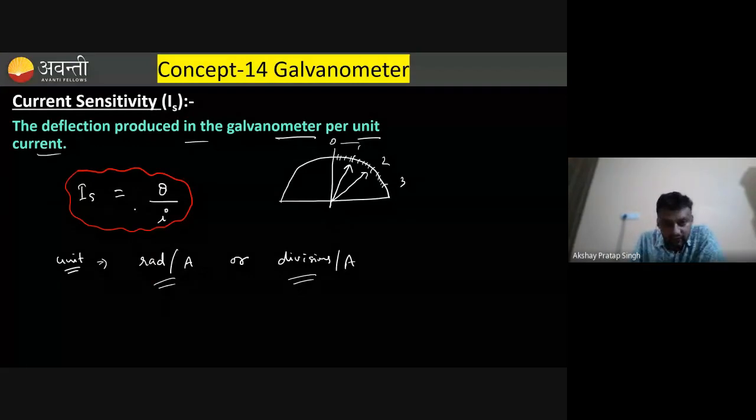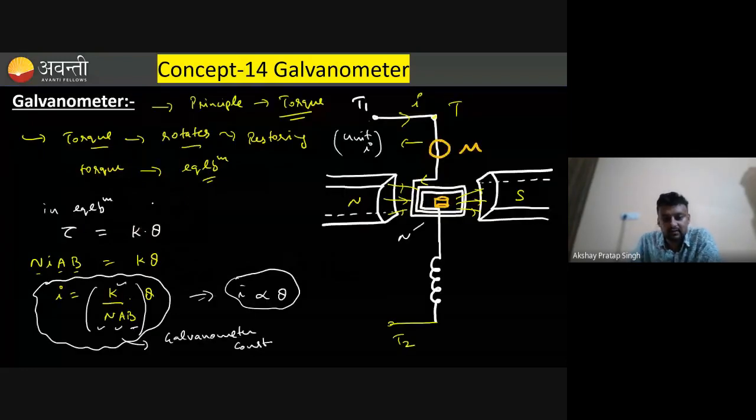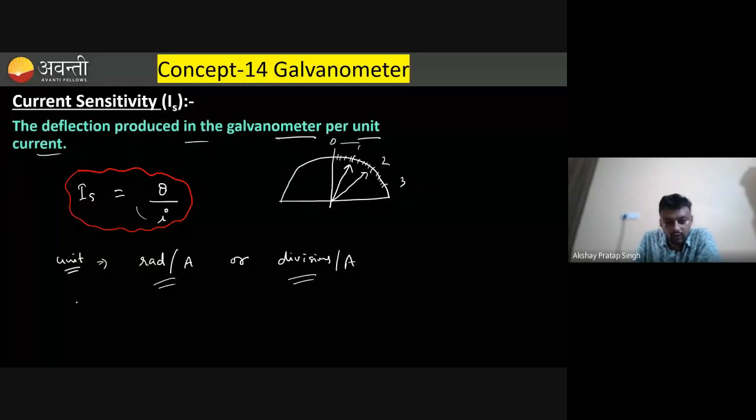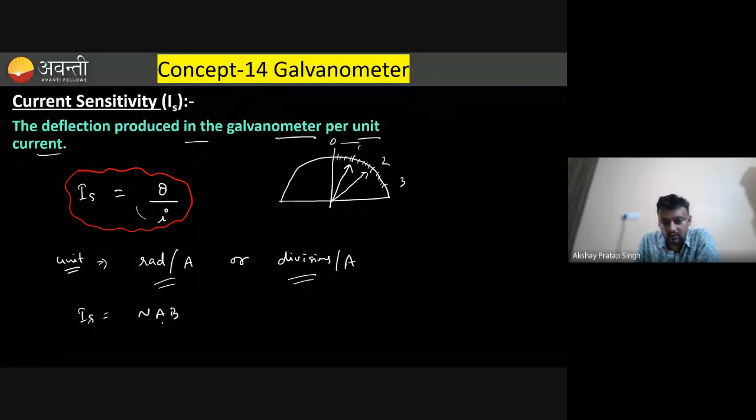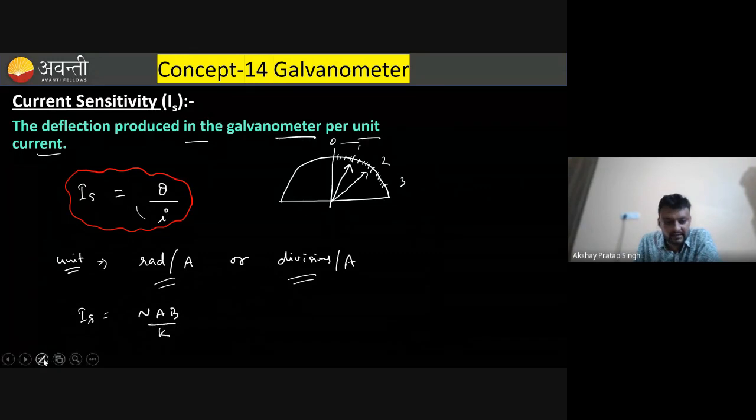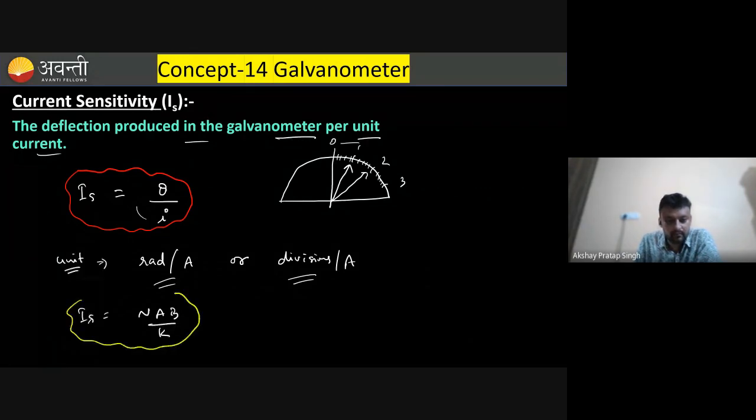Now, what can be the formula theta over I we can use? So you can see on the previous slide, this is the relation of I and theta. Right, for theta over I, if you transfer, it can be written as NAB over K. I hope you can transfer things. So what is theta over I, or what is IS? NAB over K. This is current sensitivity. Is it clear?